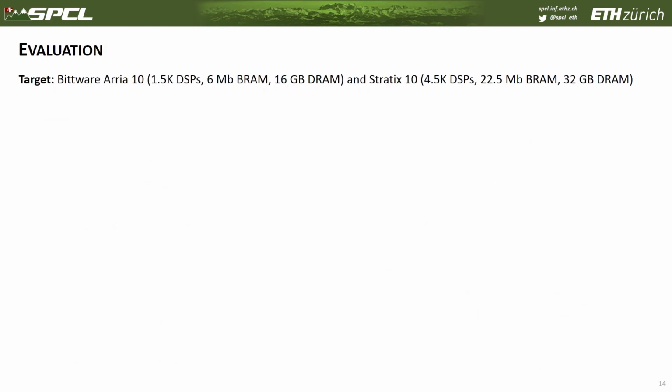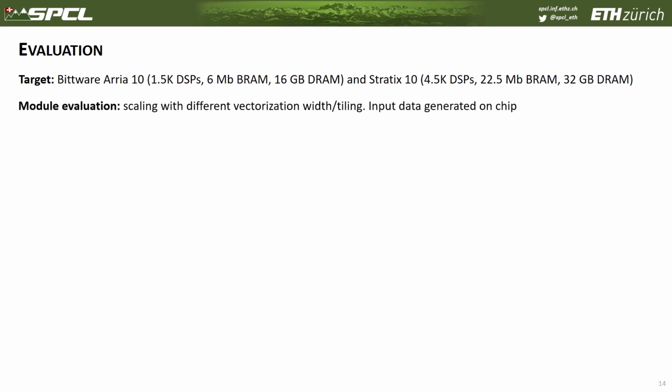For evaluation, we consider two devices. One is based on the Intel Arria 10 chip and the other one on the Stratix 10 chip, which is the Intel flagship FPGA. So we consider the single module evaluation. In particular, we want to see how they will scale when we change the vectorization width and tiling. Now we consider the DOT, the GEMV, and the GEMM modules as representatives of level 1, 2, and 3 routines. For DOT and GEMV, the data is generated directly on chip in order to not be bottlenecked by the DRAM.